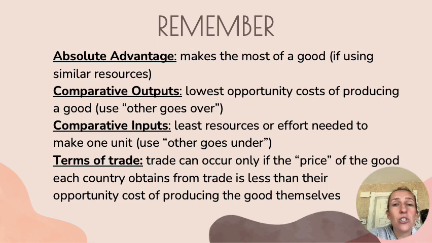So some terms that you have to know as you move into this unit are going to be absolute advantage. You're going to see this abbreviated as AA often, and this is looking at someone who's just better at making that individual product. Comparative outputs means looking at opportunity costs of producing. We're going to use the term other over in a moment. That is going to make sense, but just hang tight. Comparative inputs, other goes over once again, and these are looking at the resources you need to make. And terms of trade, often abbreviated as TOT, is going to look at what point a trade makes sense between two entities.